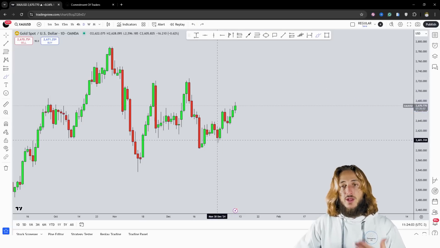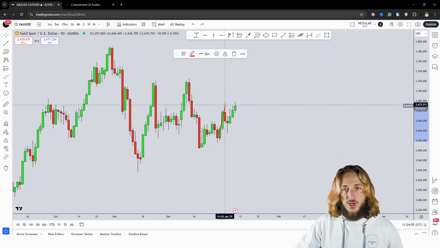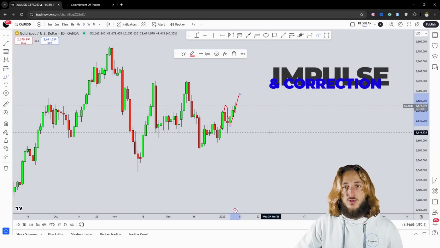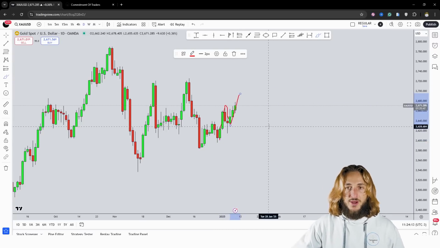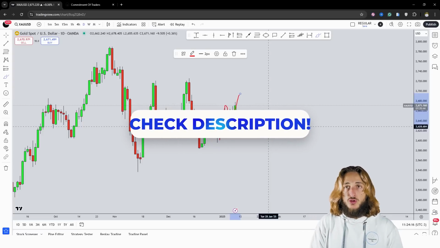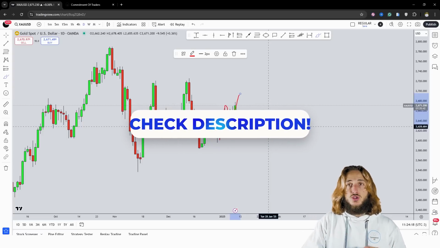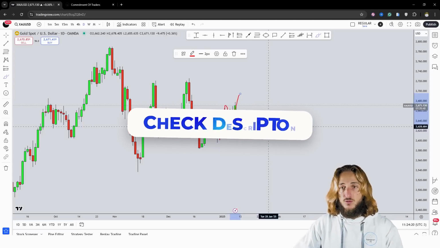And then again, I made another breakdown explaining all the reasons for which after this impulse, the next logical step would be to first see a correction and then the continuation to the upside, which is again exactly what the market is currently doing. And by the way, I will link in the description those two previous analyses so you can go and check them out for more free education.